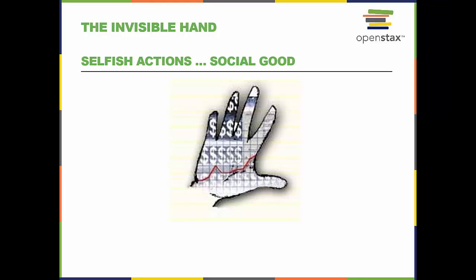The market is controlled by what Smith coined the invisible hand. This concept alludes to the abilities of markets, driven by selfish interest, to bring about benefits to society with no intervention needed.